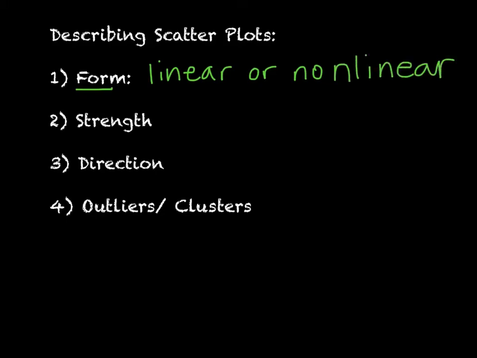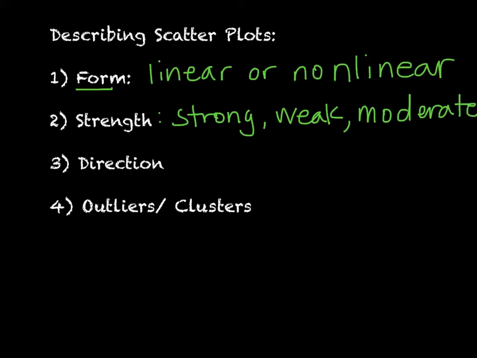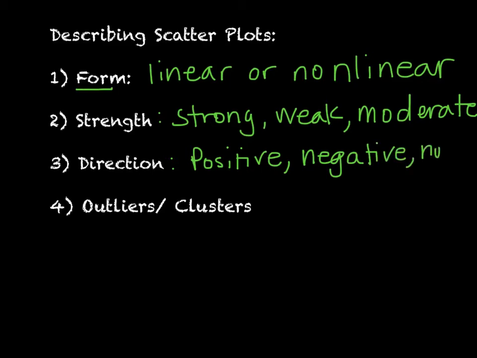After you check for that, you want to describe the strength. Is it a strong correlation? Is it weak? Or is it in the middle and it's moderate? So you always want to describe that. Third thing, you always want to say the direction. Is it a positive correlation, a negative correlation, or is there no correlation? So you should always describe that.